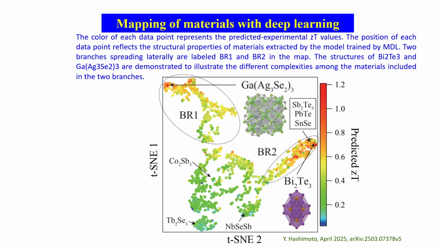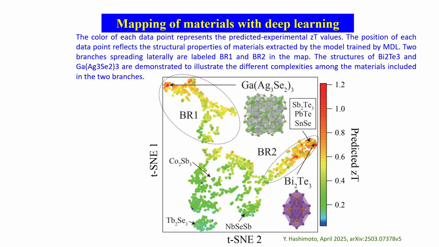Here the color of each data point represents the predicted experimental ZT values. Okay, this is the predicted experimental ZT values. You can see here you have gallium silver selenide, cobalt antimonides, terbium selenides, niobium selenide antimonides, bismuth tellurides. These are the classical materials used for thermoelectric application. That is why we have used these things.